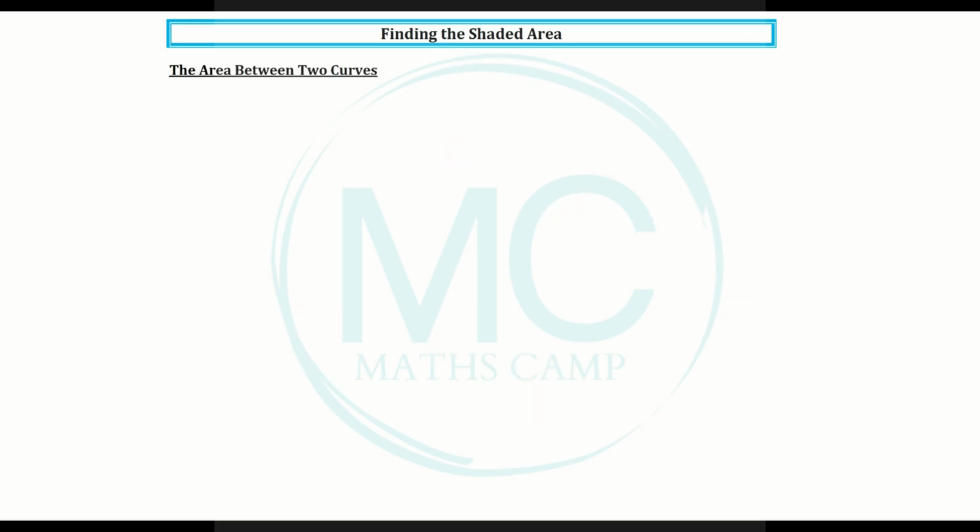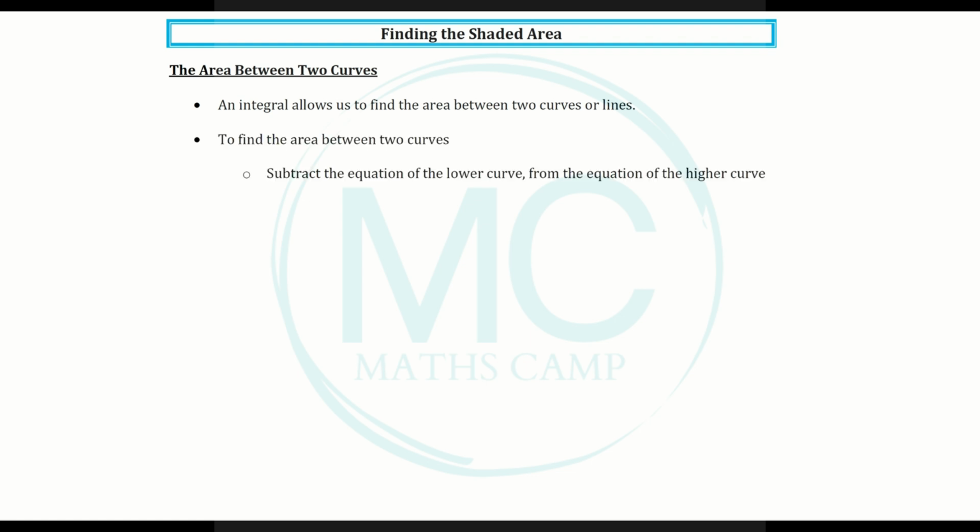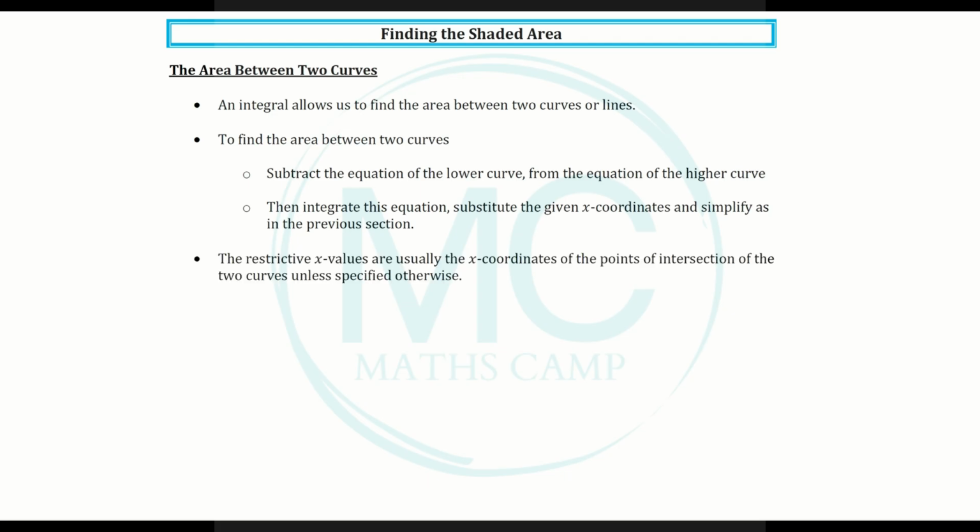Next, let's move on to the area between two curves. We know that an integral allows us to find the area between two curves. To find this area, we subtract the equation of the lower curve from the equation of the higher one. Then we integrate this equation, substitute the given x coordinates, and simplify as we have in the previous section. The restrictive x values are usually the x coordinates of the point of intersection of the two curves, unless specified otherwise. So let's look at an example.